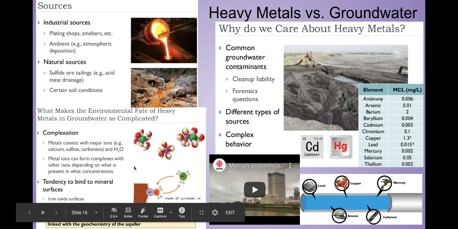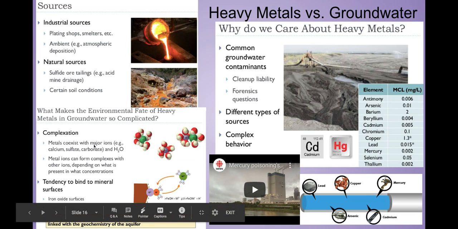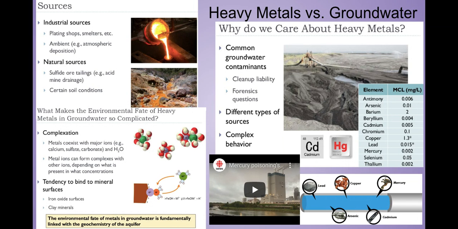Now, with heavy metals, what happens is metals are going to coexist. If you remember your chemistry classes, metals try to join with non-metals to form ionic bonds. So they do have a strong attraction because of their ions. These ions of heavy metals will attract major ions such as calcium, sulfate, carbonate, and water as well.